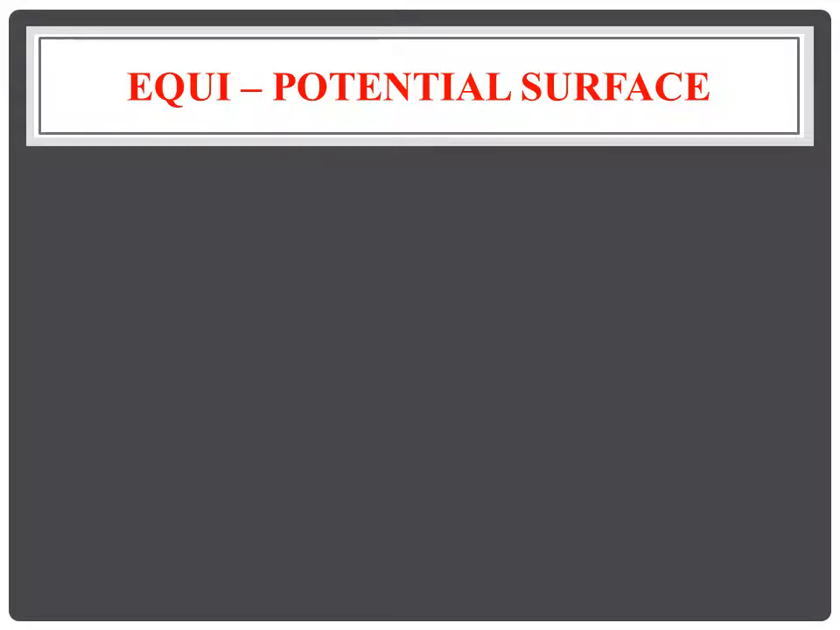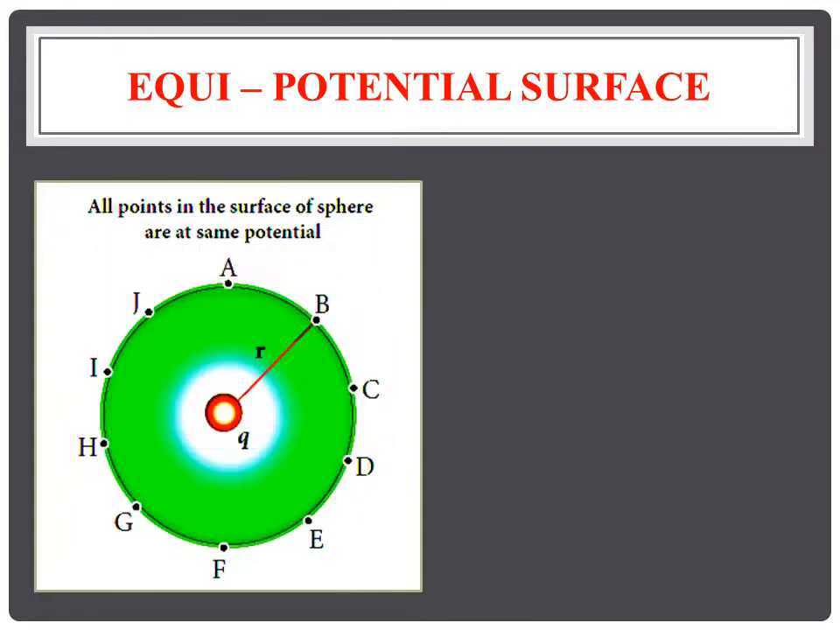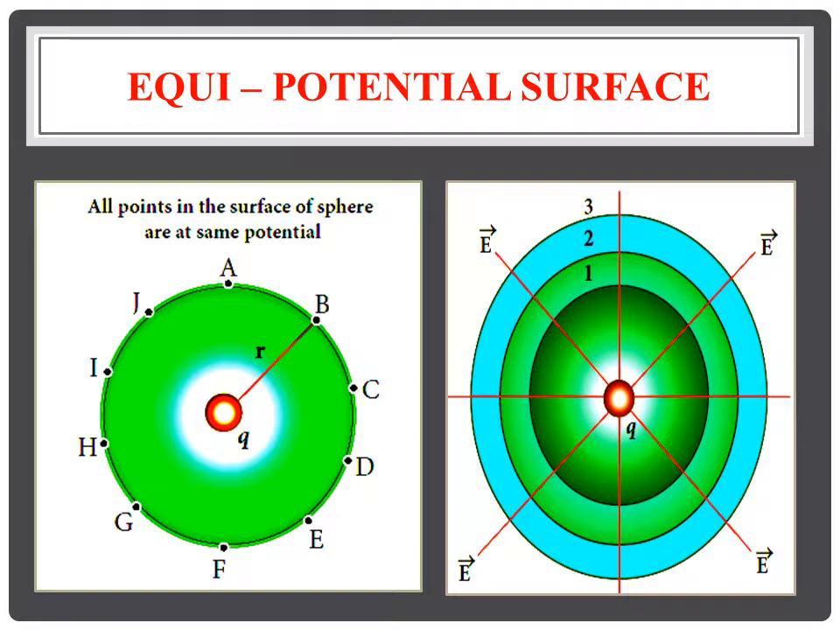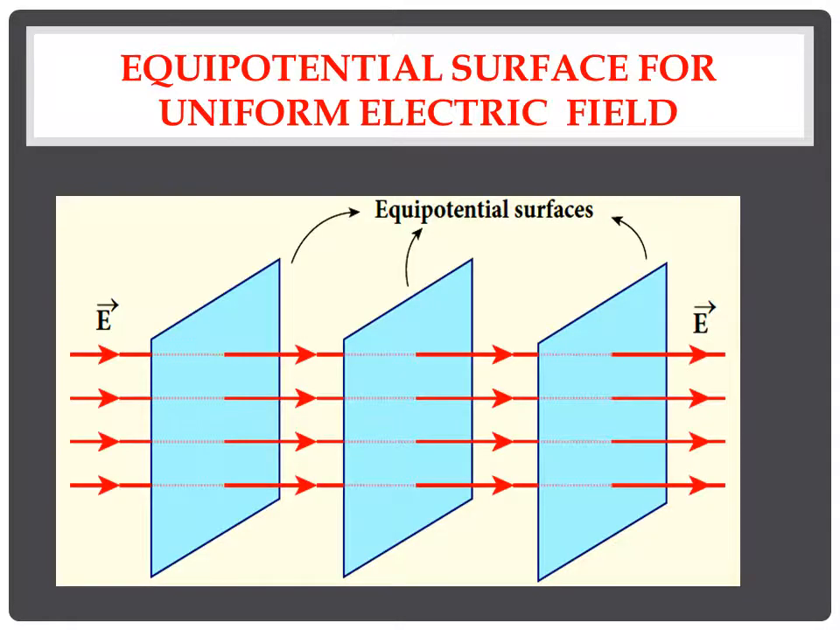Next we come to equipotential surface. As the name implies, an equipotential surface is the surface on which all the points are at the same potential. So in the diagram we have the charge in the center and you have the points A, B, C, D. All of them are at the same distance, so all of them will have the same potential. So they are termed as equipotential surface. The other diagram also shows you the equipotential surface.